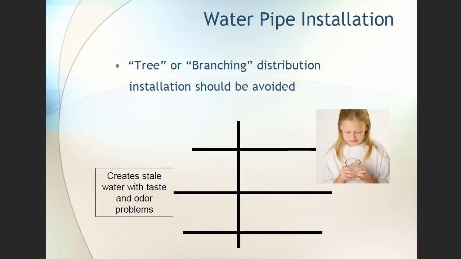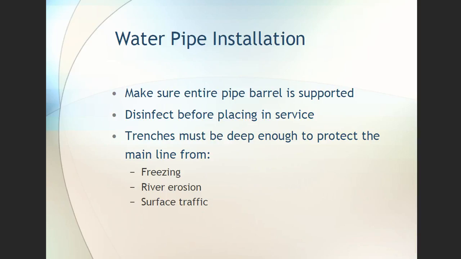T or branching distribution systems should be avoided. Dead-end lines, okay? You get not very much movement in that, and you say you have a cul-de-sac and there's only a couple people down there and they come and go. Bottom line, that water can get stale and it doesn't stay fresh. So it creates stale water and taste and odor problems. Ideally, you want to have a looped system.